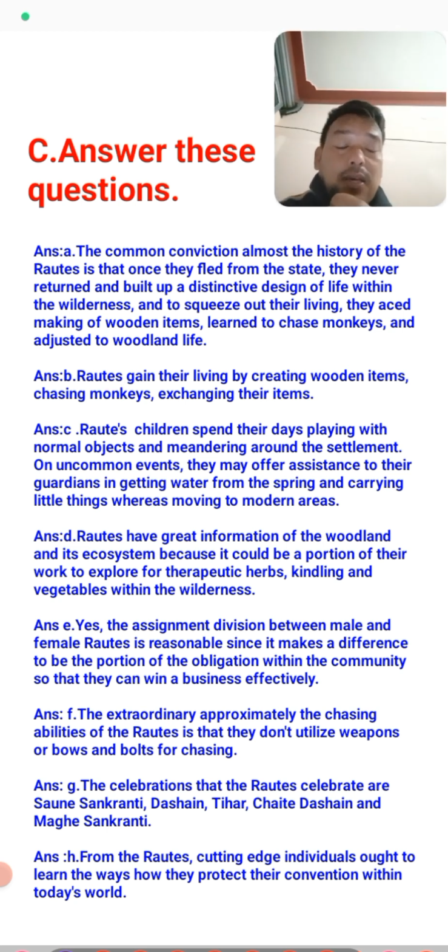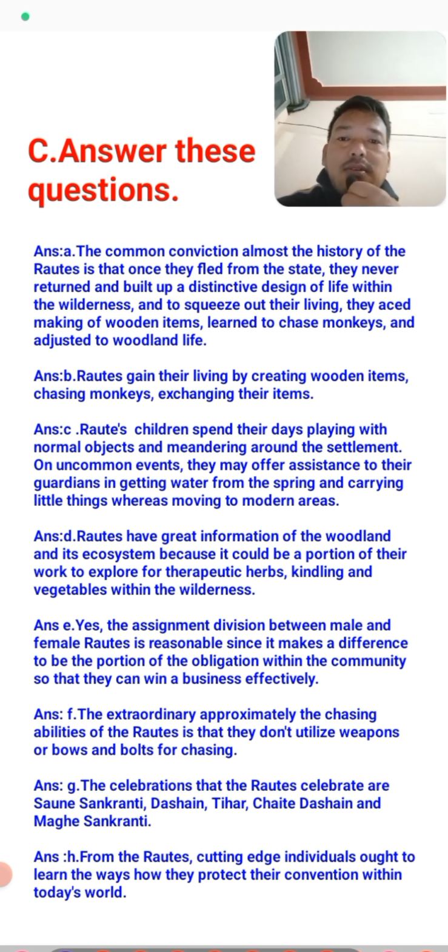And B number we have, how do the Raute earn their living? Okay, what were the means of making their survival? The Raute gain their living by creating wooden items.